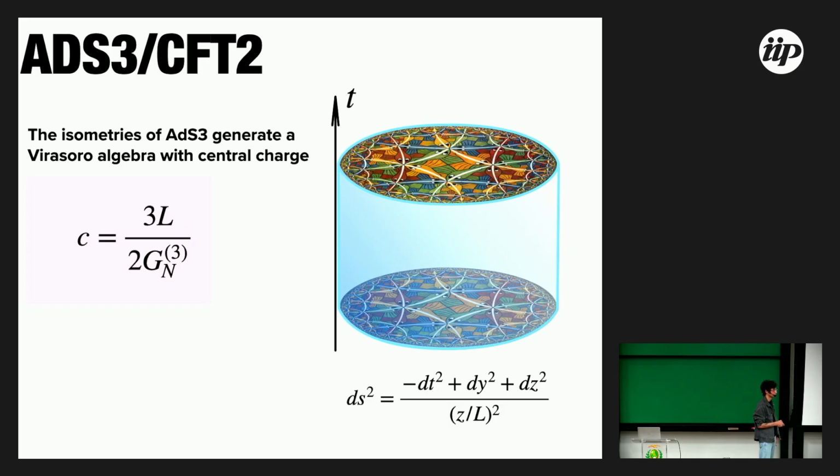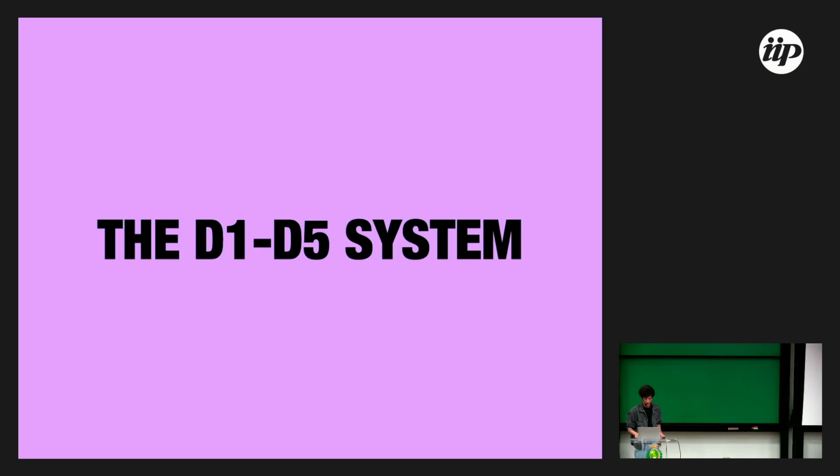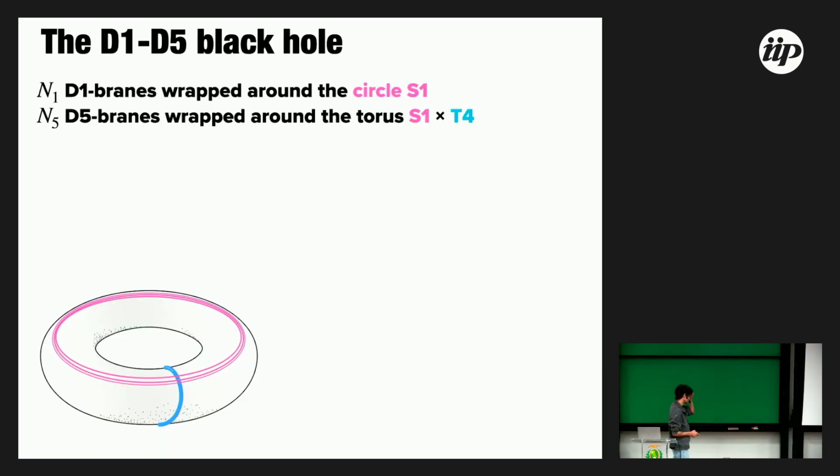So it has a Virasoro algebra and the central charge. And the central charge is given by the radius, the curvature radius L of ADS. So a CFT on the boundary of ADS3 has a specific central charge given by that. And we are going to use this formula as well. So now what is the D1, D5 system? Let's go back to try to describe things which look like a black hole.